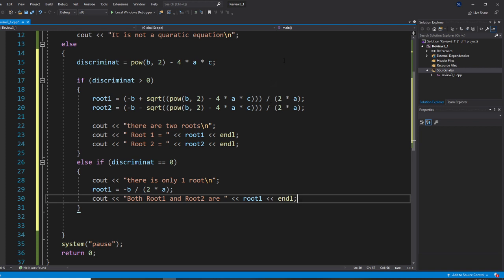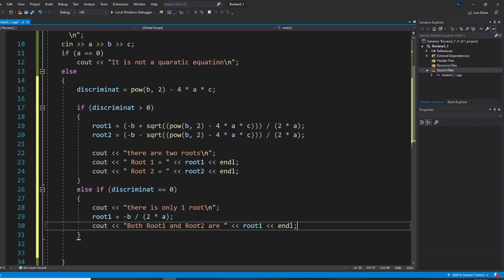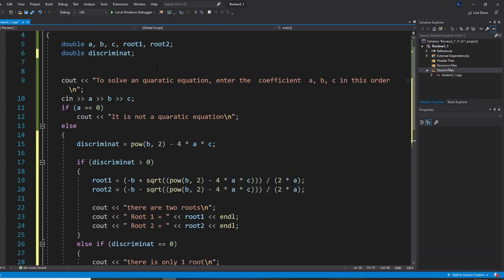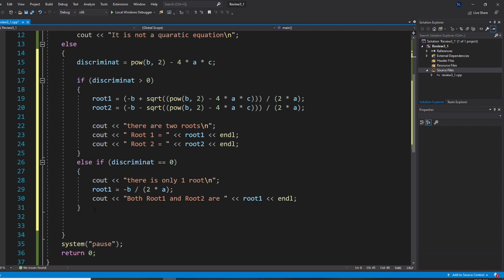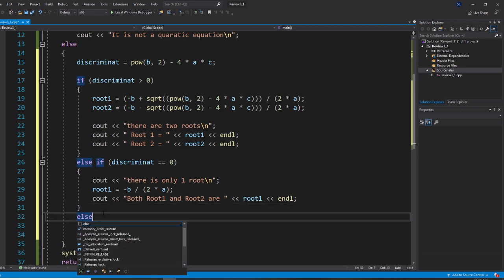I have a real and an imaginary number. So right here, I need to add another one. I'm going to say real part and imaginary part. So I define these two new variables. Once I define new variables, I continue my if else statement. Else, that's my last part right now.